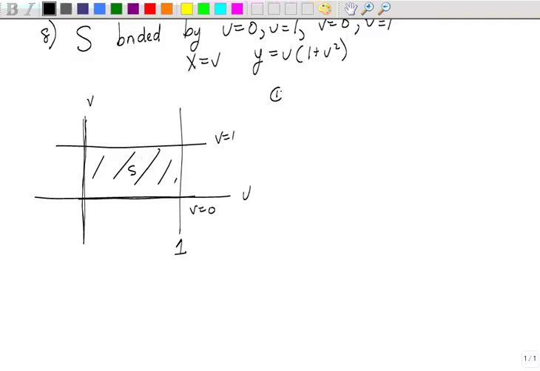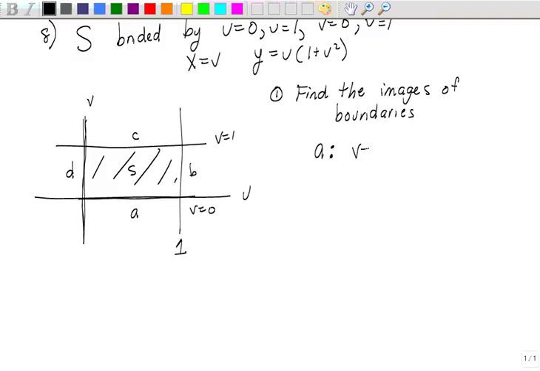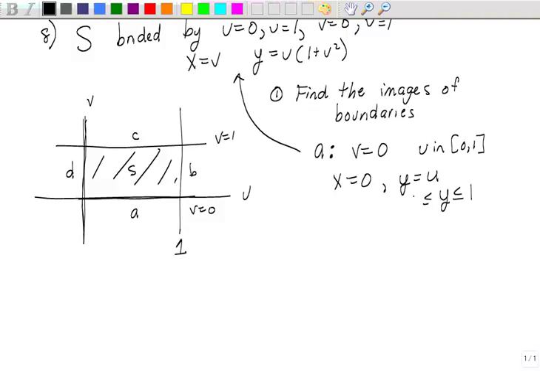Okay, so we're going to first find the images of the boundaries. So this is A, B, C, D. A is v equals 0 for u in 0, 1. So if we go back up here and find x and y, that's going to give us x equals 0, y equal u, if we substitute v equals 0. But u is between 0 and 1, so y is between 0 and 1.